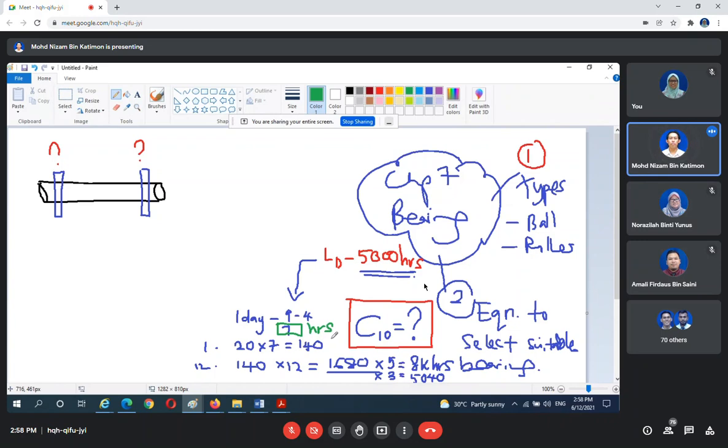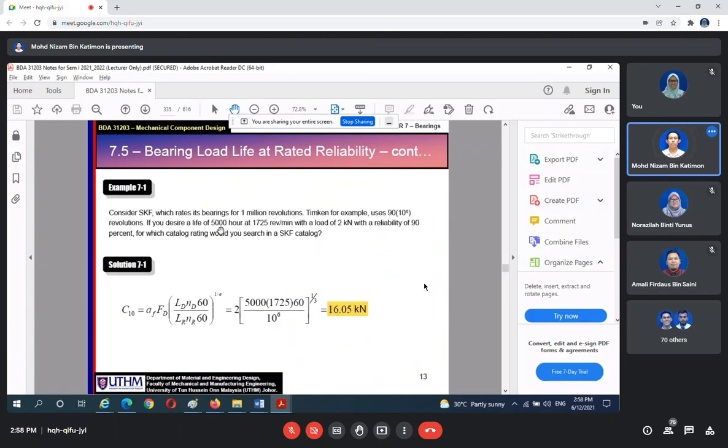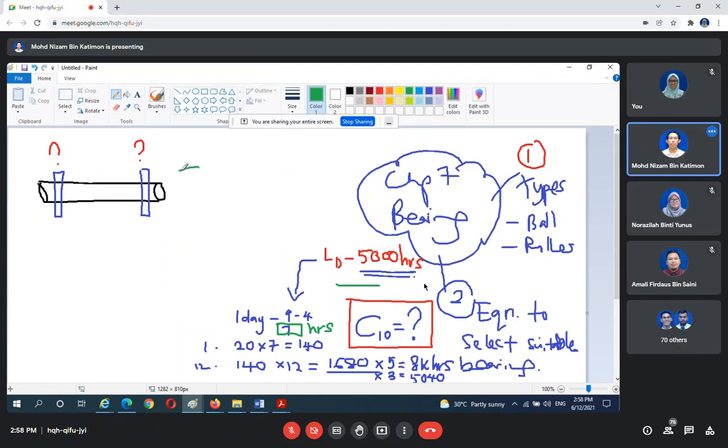But if this machine is running two shifts, maybe within 1.5 years you need to replace it. That's what we are setting. This is what we call desired life. As a user, this is what desired life means. Desired life, 5,000 hours.